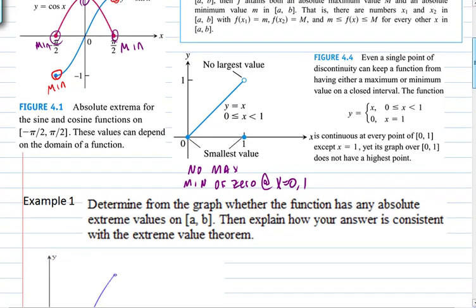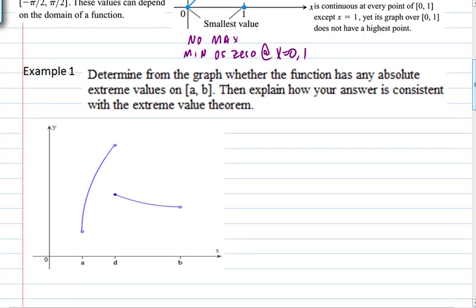In our first example problem, we're asked to determine from the graph whether the function has any absolute extreme values on the closed interval from a to b. Then explain how your answer is consistent with the extreme value theorem. Okay? Do we have an absolute minimum? No, we don't have an absolute minimum because that's an open circle.